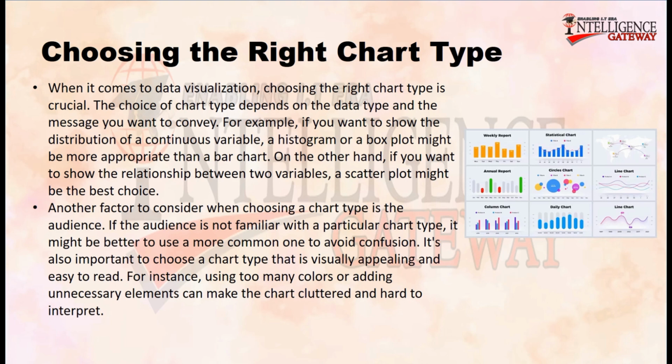On the other hand, if you want to show the relationship between two variables, a scatter plot might be the best choice. Another factor to consider when choosing a chart type is the audience. If the audience is not familiar with a particular chart type, it might be better to use a more common one to avoid confusion. It's also important to choose a chart type that is visually appealing and easy to read. For instance, using too many colors or adding unnecessary elements can make the chart cluttered and hard to interpret.